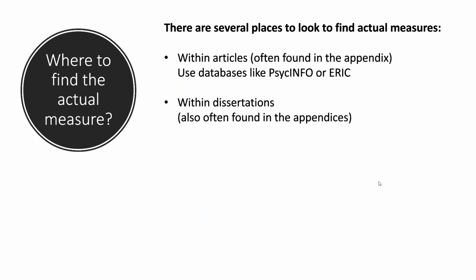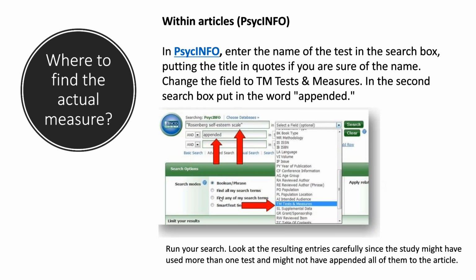Also, you can often find tests or measures within articles. They're often found in the appendix. So again, you can use databases like PsycInfo, ERIC, or CINAHL to find those. And you can also find them within dissertations, also usually found within the appendices. Can be a little tricky to find those.